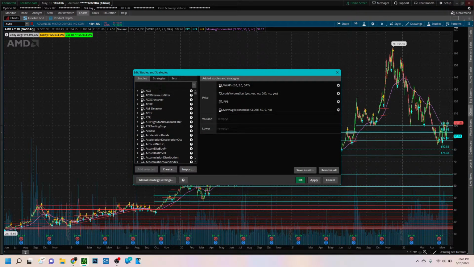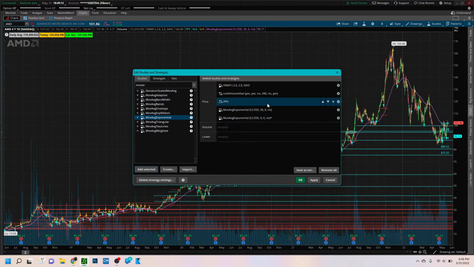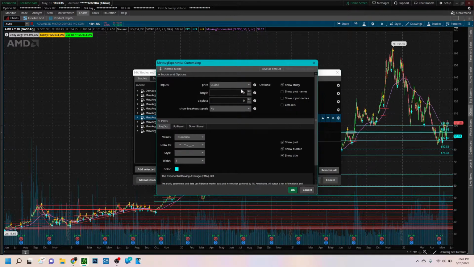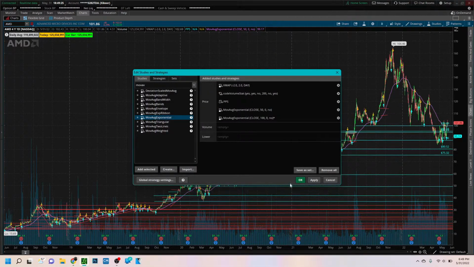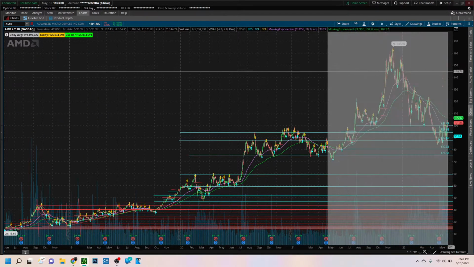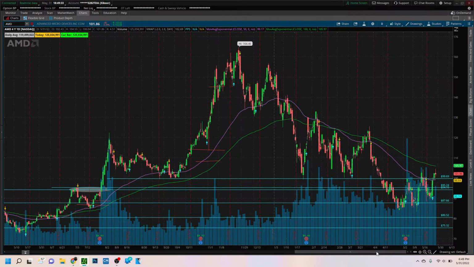Edit the study. So with that, we can put a longer term indicator on this. So I recommend putting another moving average. Moving average exponential, as selected. But in this case, we can do a longer term moving average. So we do green, and we do like a 100. And this would allow us to capture a bigger trend.